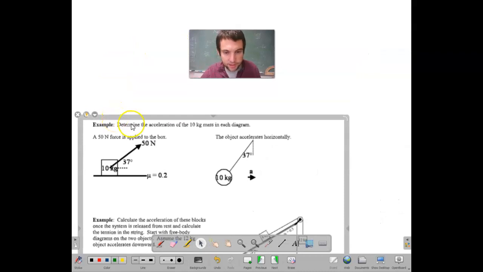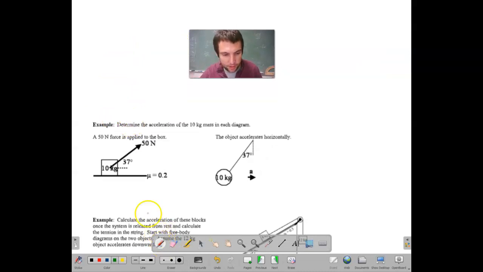Let's see. Determine the acceleration of the 10 kilogram mass. So we're just going to look at this top one first, I suppose. So we're talking about forces. I know that because it says there's a 50 Newton force applied to the box. If we're talking forces, very first thing we're going to do is go ahead and get that free body diagram going. Cranking it up with the easy one, mg, then we've got normal forces, nowhere near that big.